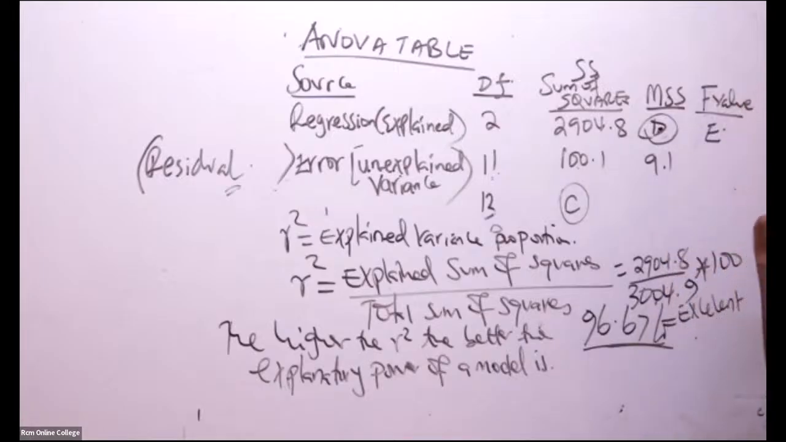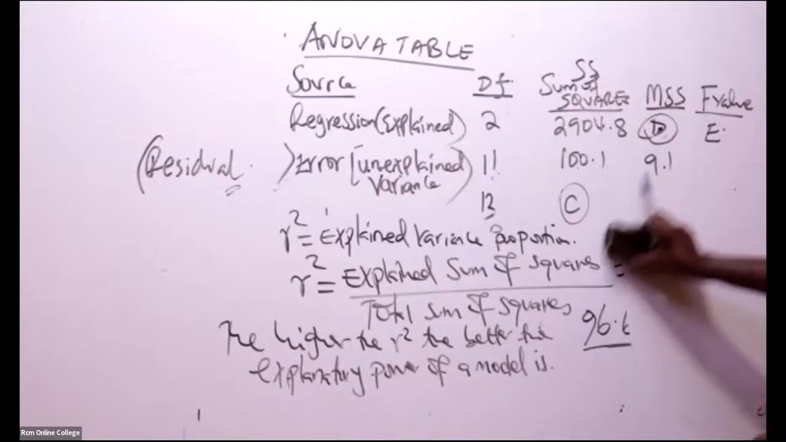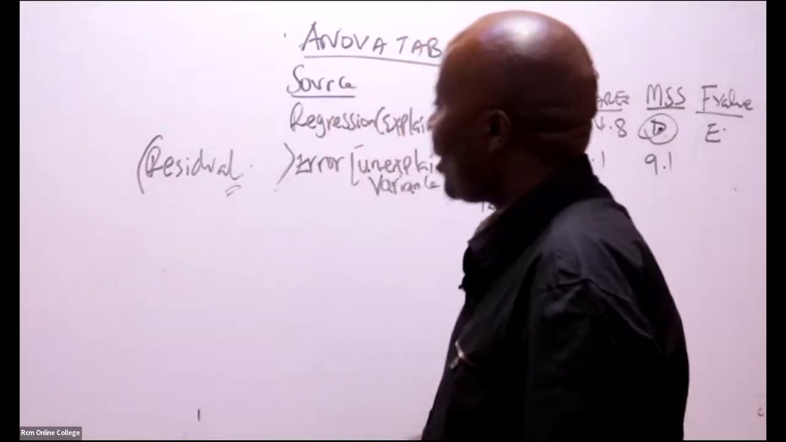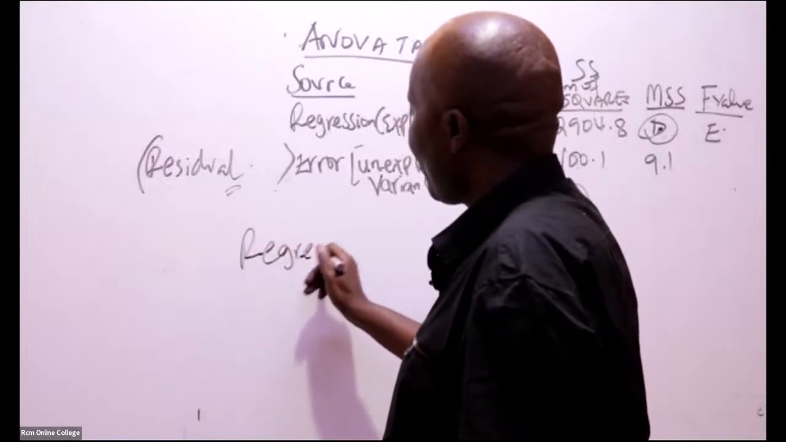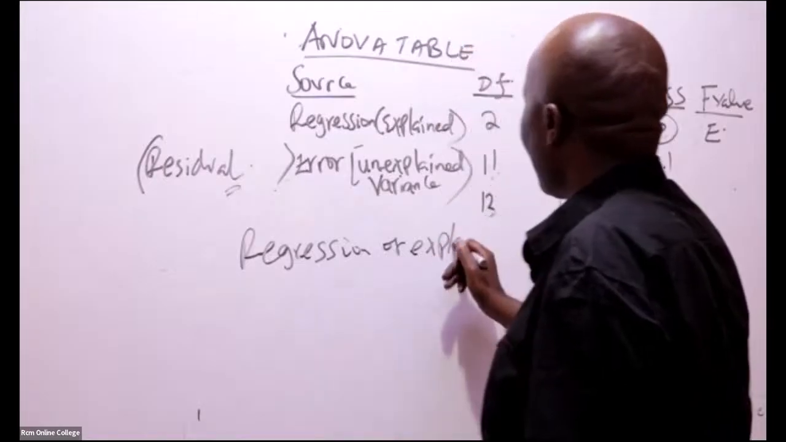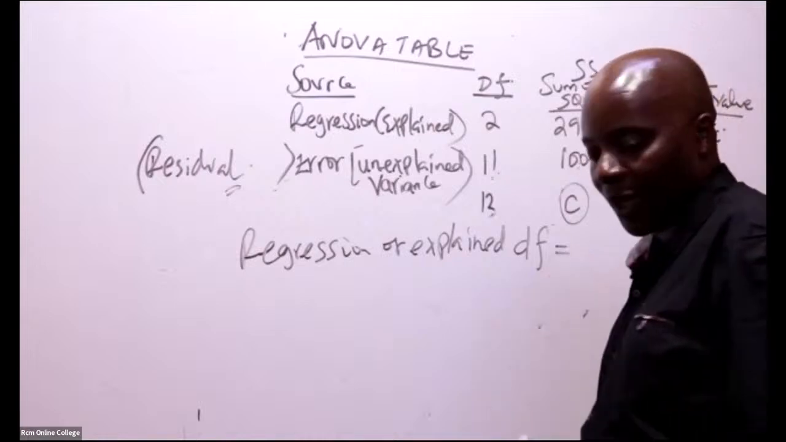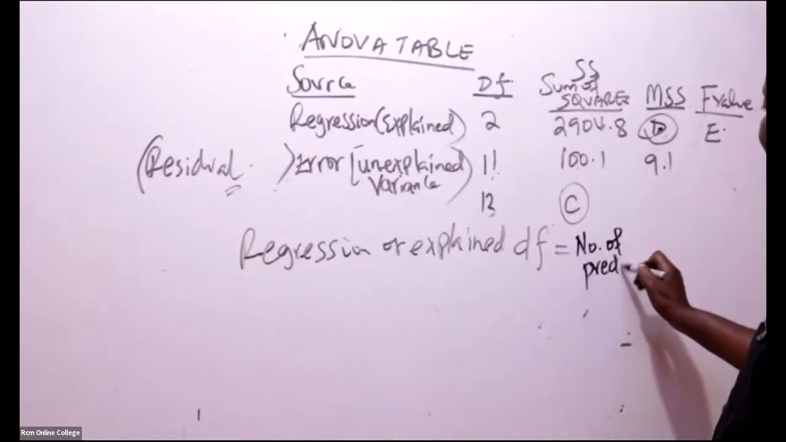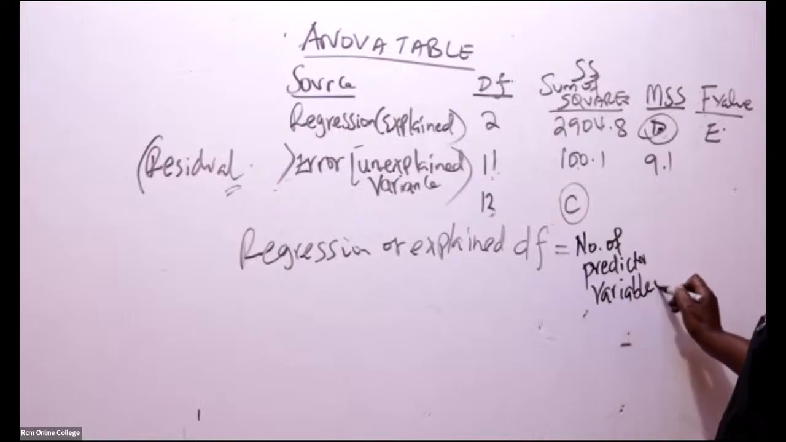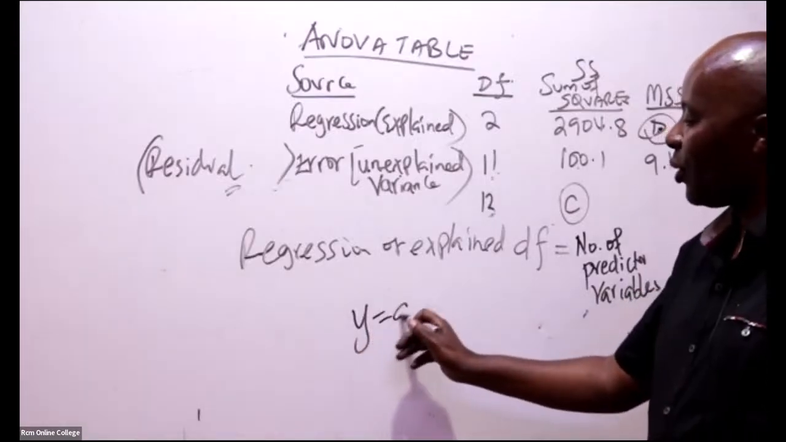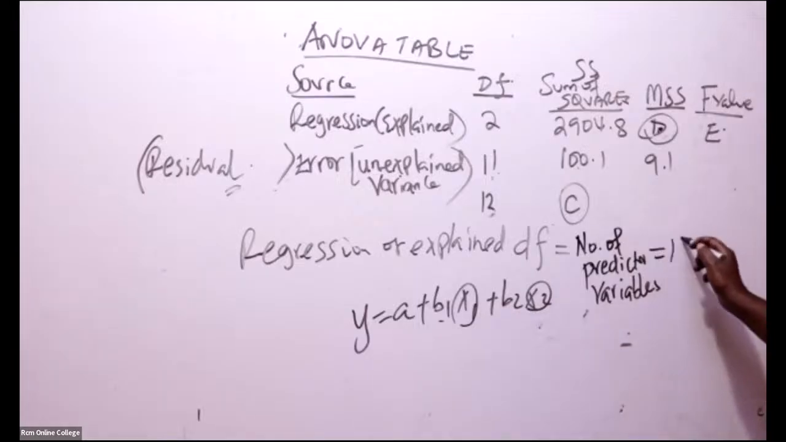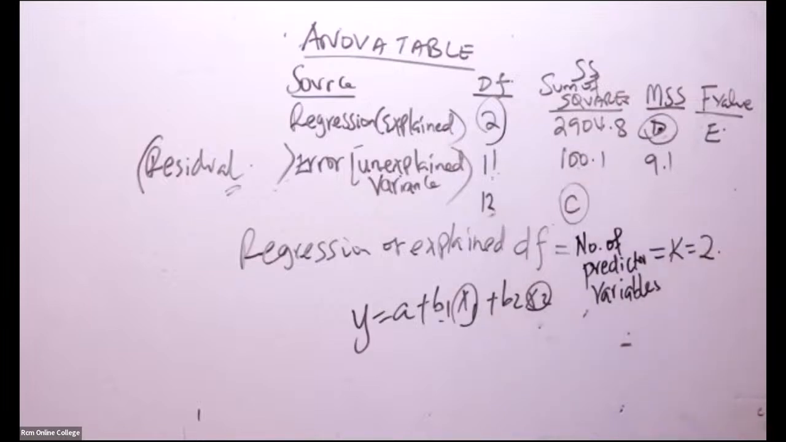So now with your permission, I should be able to go backward a little bit and explain how that 2 was gotten. All right. So how do we get this 2? To get regression, or explained, degrees of freedom, this will always be equal to the number of predictor variables. So remember we had y equals a plus b1 x1 plus b2 x2. These are the predictors. There are only 2. So the number of predictor variables is equal to k, which in this case equals 2. Thank you very much, Tom, for bringing that up.